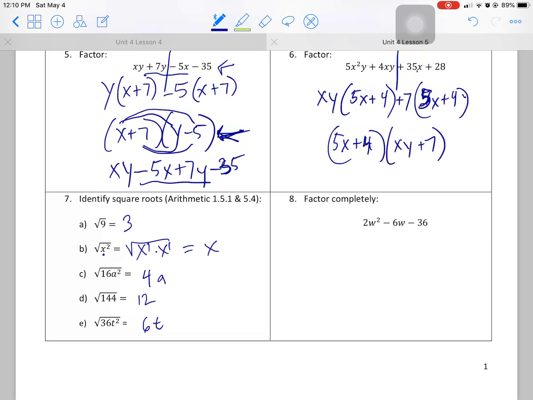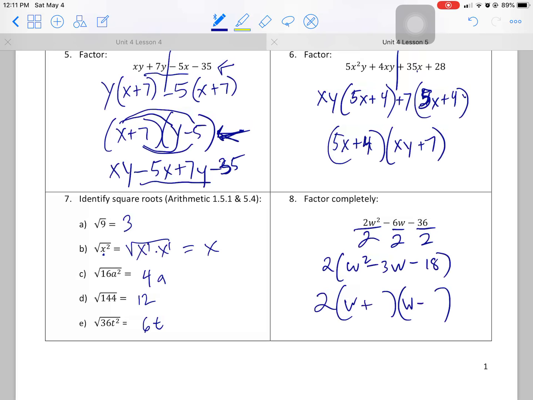Okay. Factor completely. Don't forget the GCF where you can, because you need to do that. Take a moment, write down what you have left, because then you need to know how to factor that.